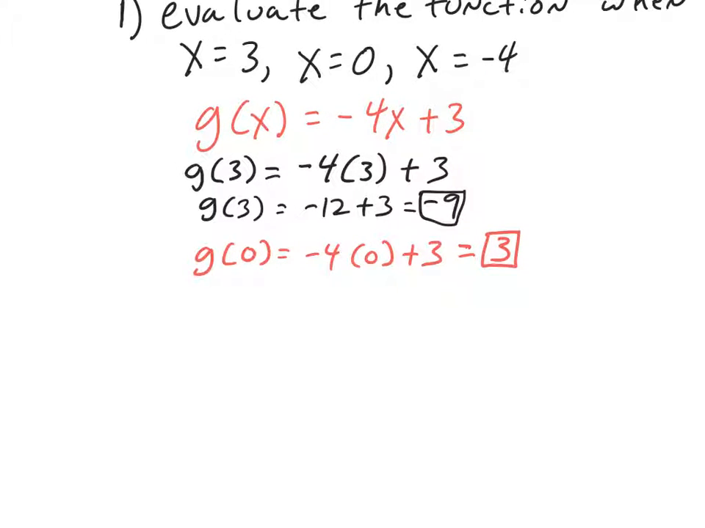Okay, the last one, we have g of negative 4, which is going to equal negative 4 times negative 4 plus 3. And negative 4 times negative 4 is positive 16. And then 16 plus 3 is equal to 19.